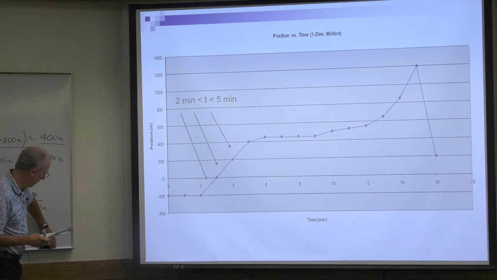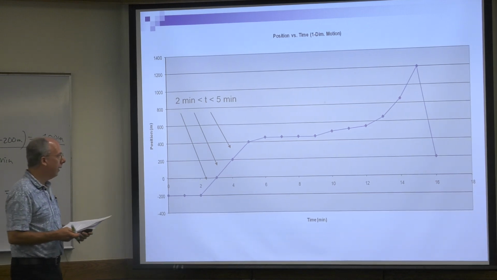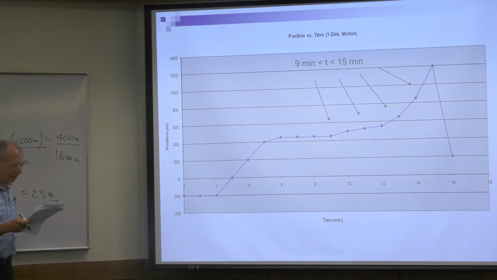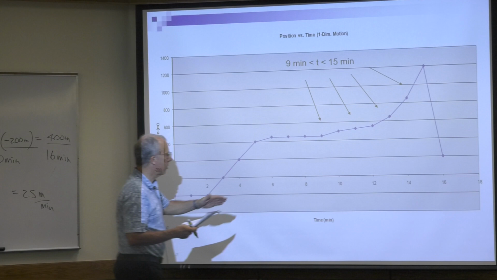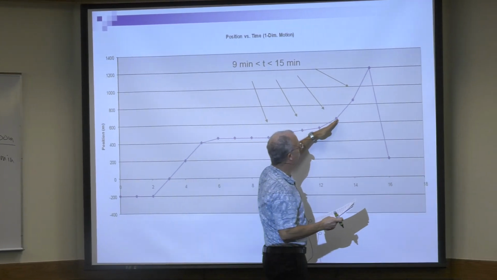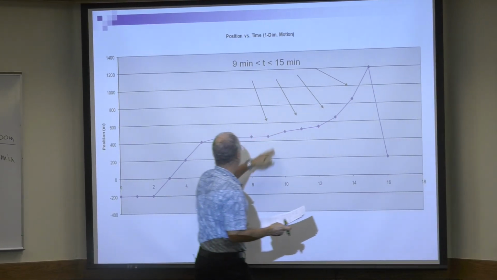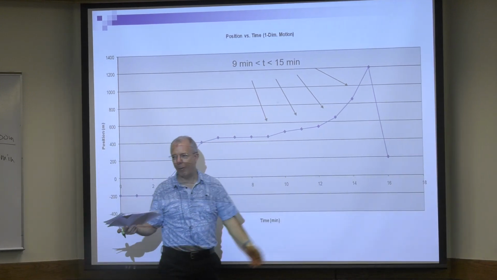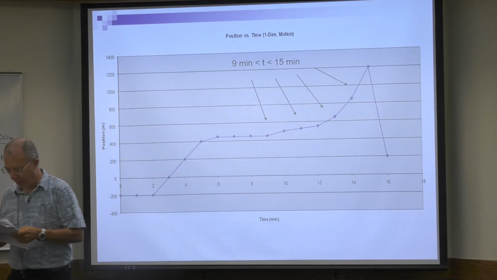How about there? Is that uniform motion? Certainly not, right? The slope varies all over the place. So if this is a uniform motion, what are we going to call that? Non-uniform motion, right? Non-uniform motion.